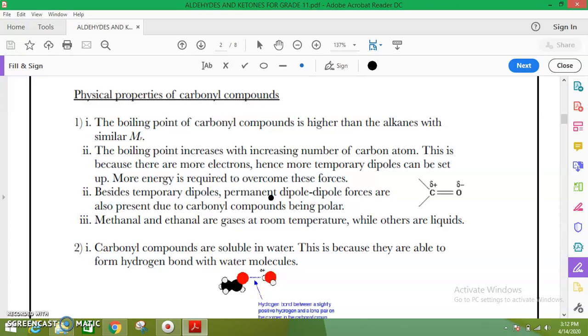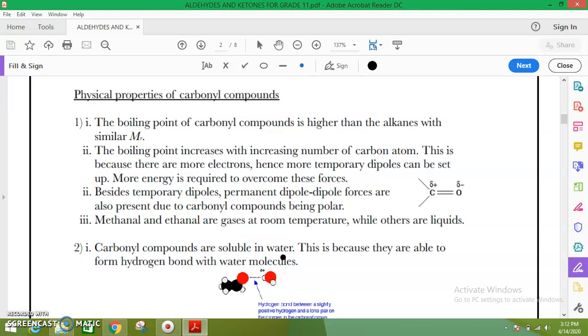Besides temporary dipoles, permanent dipole forces are also present due to carbonyl compounds being polar. You know polar and non-polar compounds. A polar compound we can polarize, we can split into partial positive and partial negative. Look here, the carbon is partial positive and the oxygen is partial negative, because oxygen has more electronegativity and carbon has less, so it can polarize. That's why we call them dipole forces. Methanal and ethanal are gases at room temperature, while others are liquids.